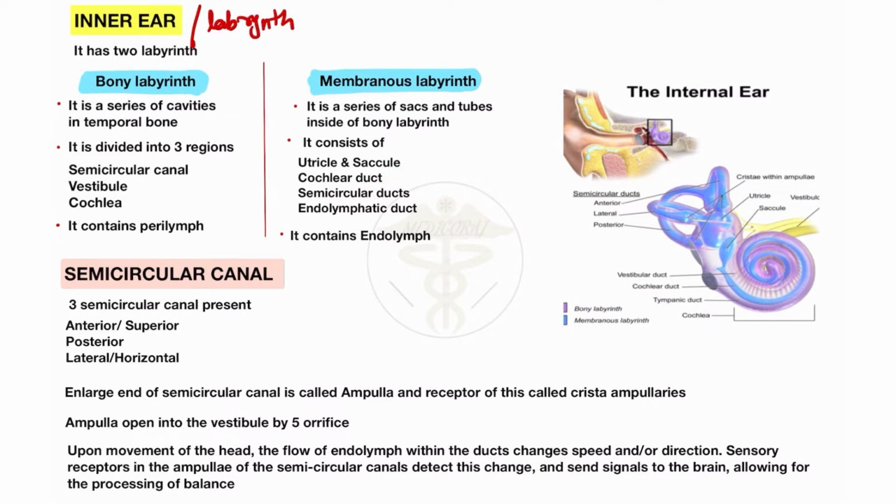What fluid is filled in these? First, the bony labyrinth contains the perilymph. The fluid filled in the bony labyrinth is called perilymph, and the fluid present in the membranous labyrinth is called endolymph. So this is the first difference between the bony labyrinth and the membranous labyrinth. Now I will try to explain one by one. First is the semicircular canal.